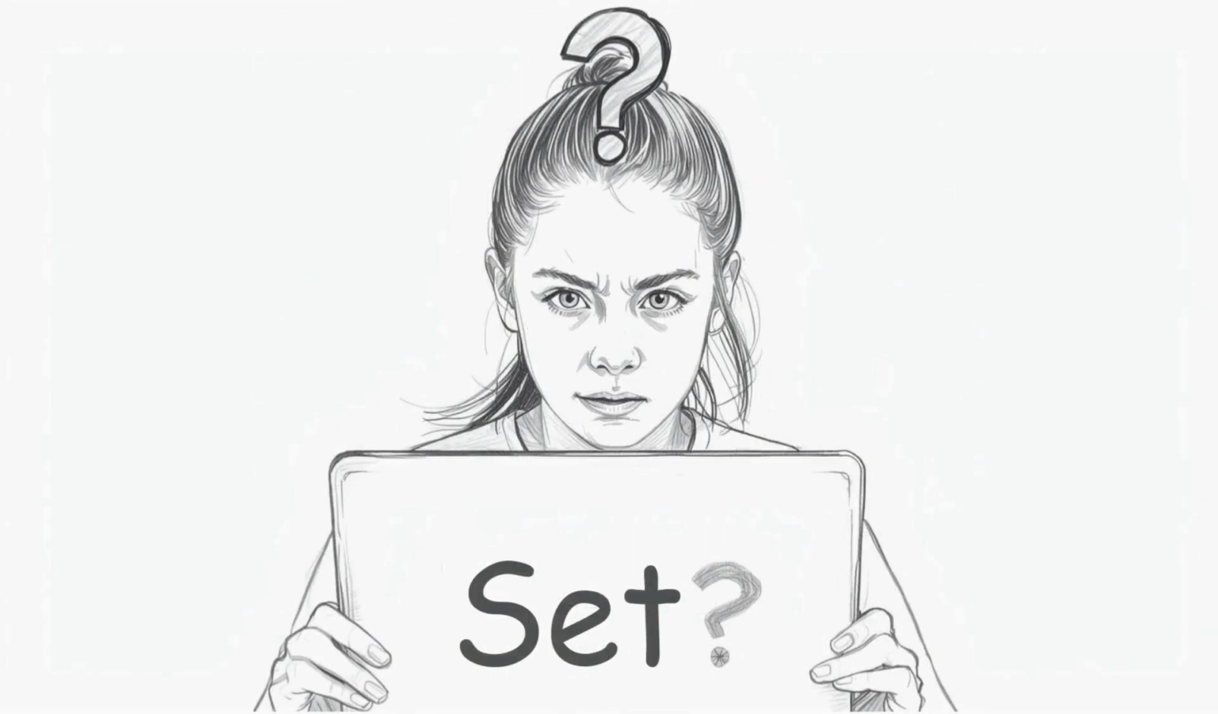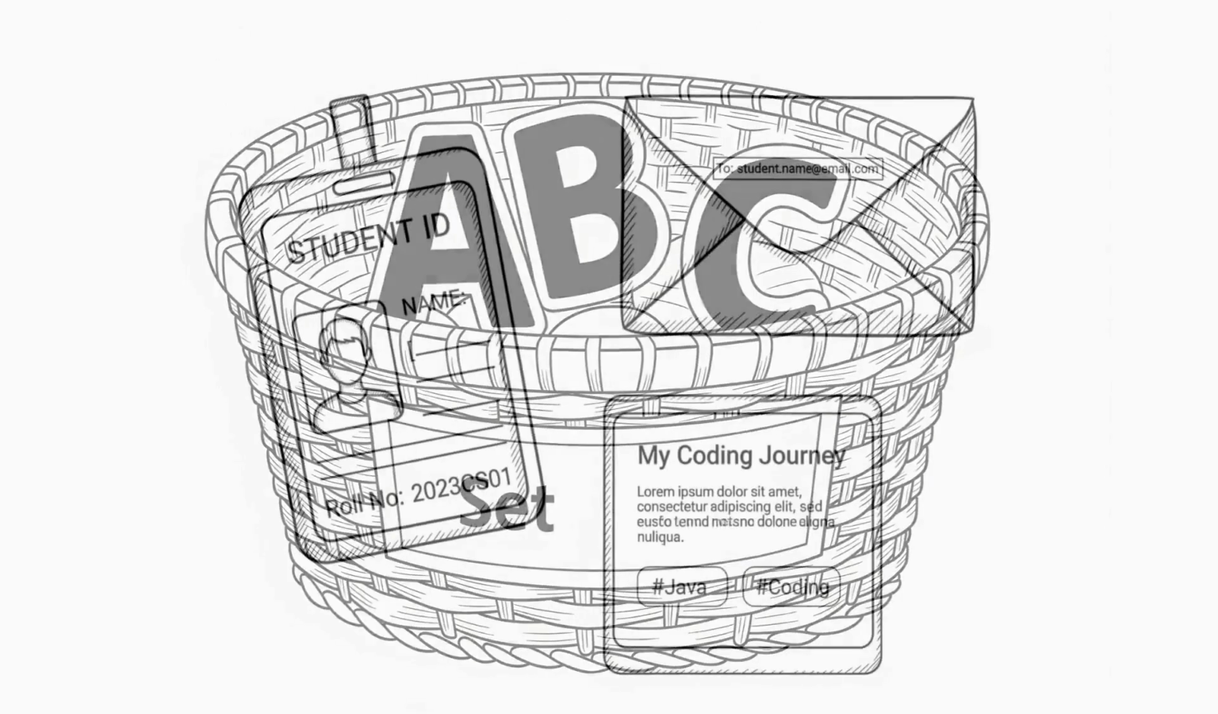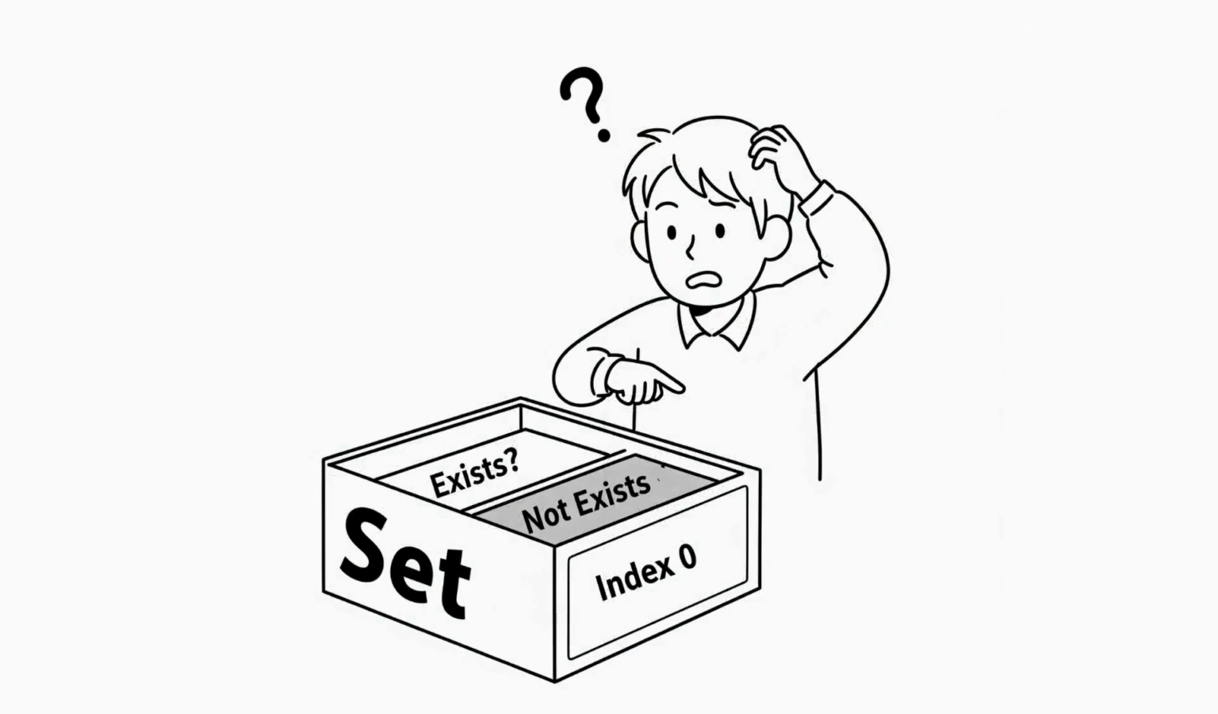So, what is a set? A set is an unordered collection of unique elements. It is used when you don't want duplicates and don't care about sequence. Examples in real life: unique student roll numbers, unique email IDs, or unique tags on a blog. Unlike list, sets don't have index-based access like get(0). You just check whether an element exists or not.